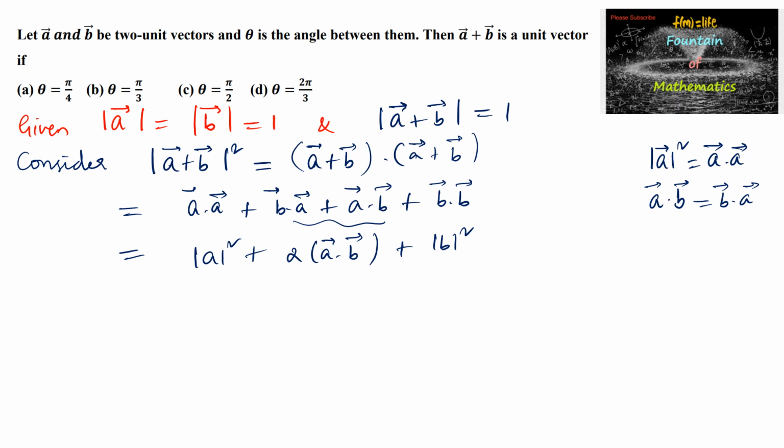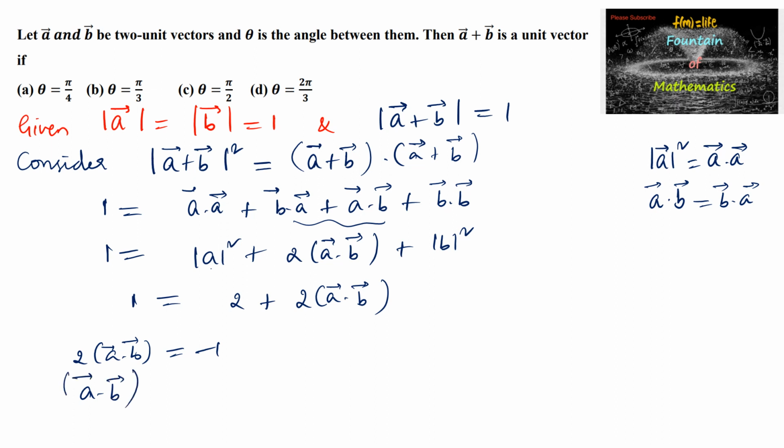Mod A and mod B value is 1, so we can write 1 square plus 1 square, that is 2, plus 2 times A dot B, which is given as 1, because 1 square is 1. Or we can write 2 times A dot B is equal to negative 1, or A dot B is equal to minus 1 by 2.